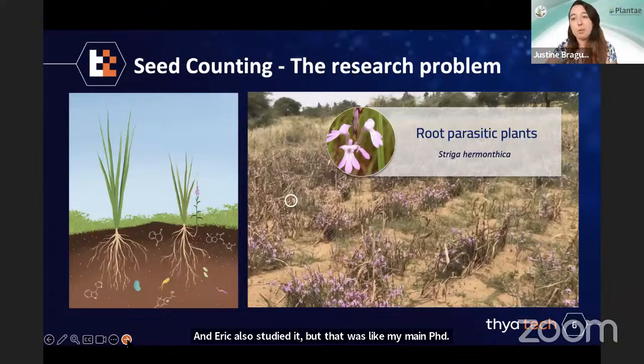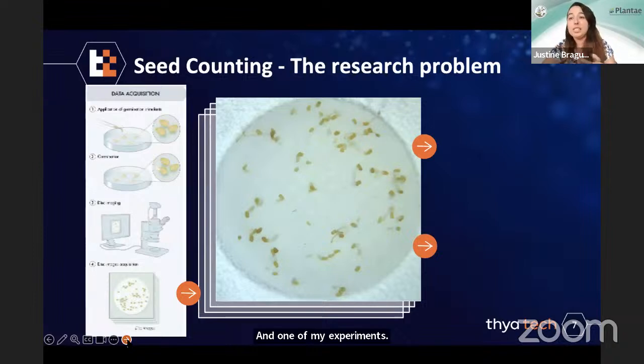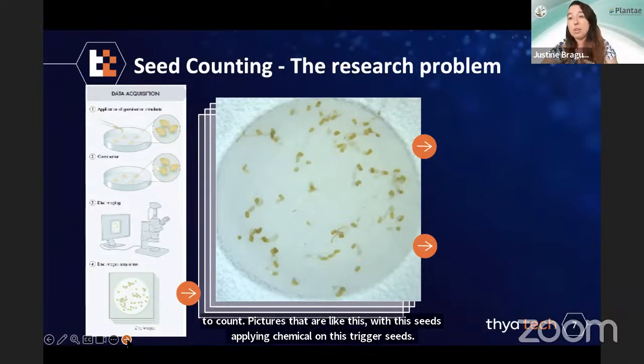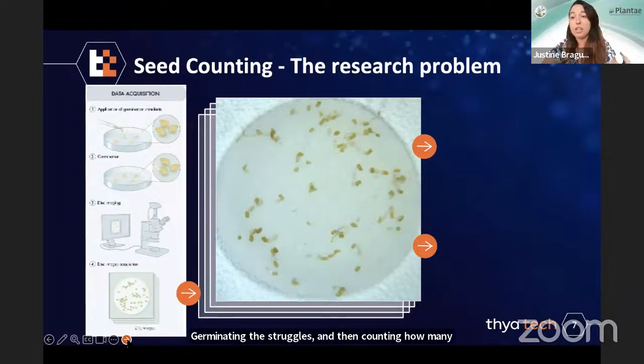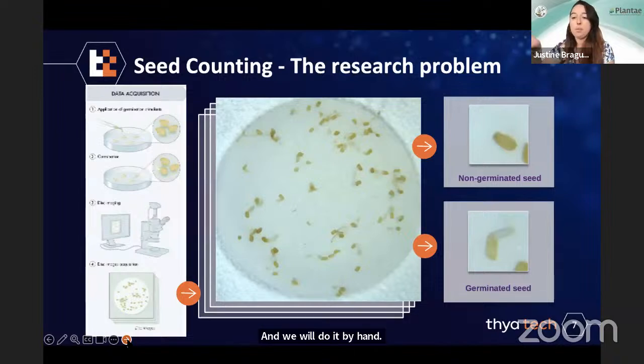And one of my experiments was to count pictures like this, with a disc of striga seeds, applying chemical on the striga seeds, germinating the striga seeds, and then counting how many germinated and non-germinated seeds there would be for each experiment. I had hundreds of seeds per picture, hundreds of pictures per experiment, and we would do it by hand, with non-germinated on the top and germinated on the bottom. And that was a horrible experiment for me to run. A lot of time spent on weekends and nights, because during the day you are in the lab.